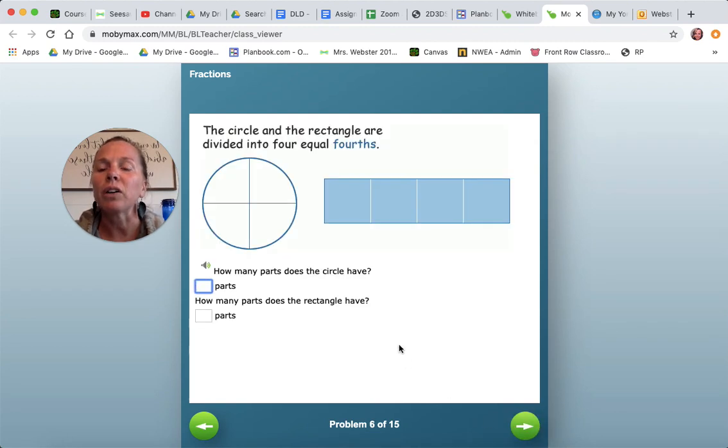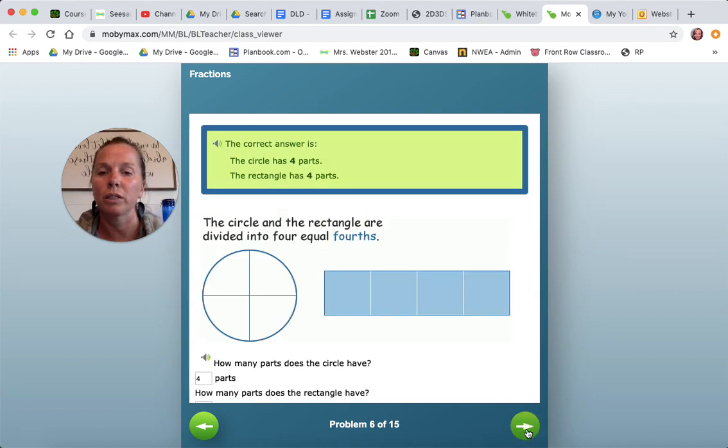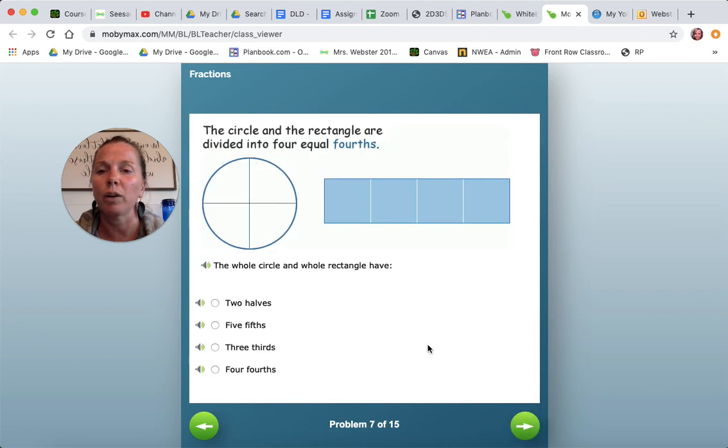The circle and the rectangle are divided into 4/4. How many parts does the circle have? The circle has 4 parts, and the rectangle has 4 parts. 4 equal parts. The circle and the rectangle are divided into 4 equal parts. The whole circle and the whole rectangle have 4/4. Good job, 4/4.